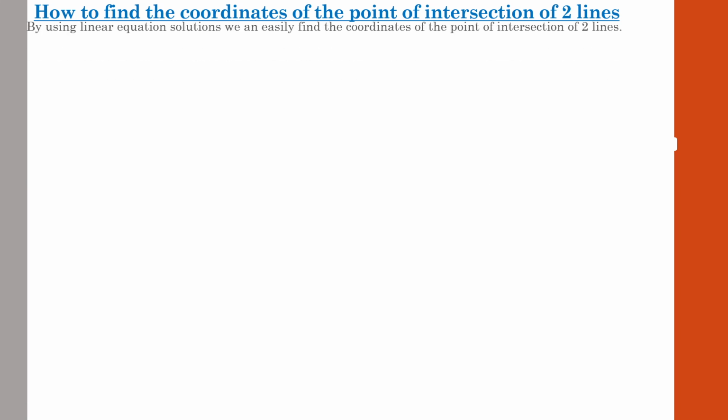By using the linear equation solution, we can easily find the coordinates of the points of intersection of two lines. We all know that because in the question certain patterns will be given. On the basis of that, you need to prepare linear equations, and on the basis of the linear equations, you need to solve the problem. That is the concept. So, question: indicate on the graph paper the region satisfying the following constraints. That means identify the points or the feasible region.